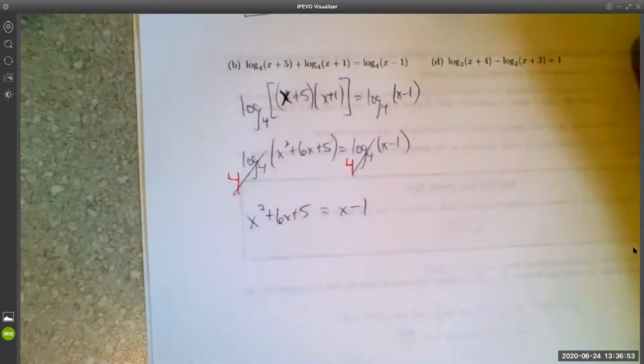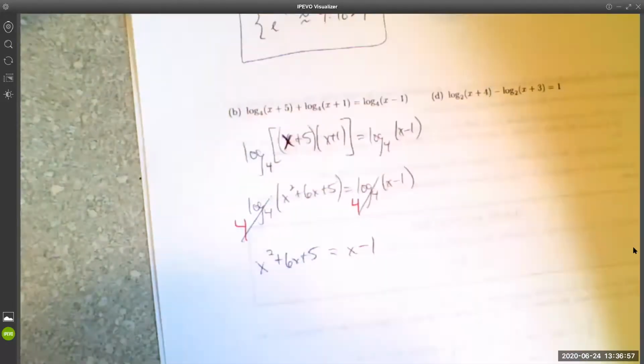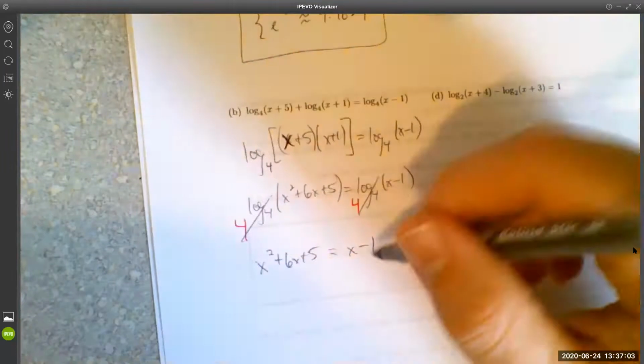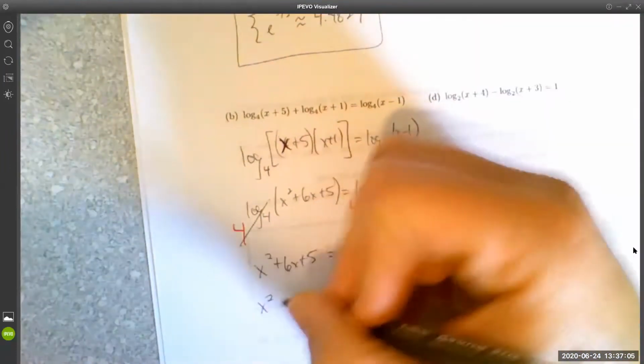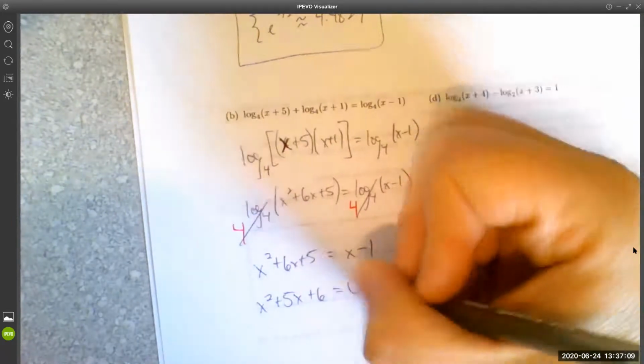And now to finish solving this thing, we've got to move everything over, factor, and then apply the zero product property. So moving the x over, I get x squared plus 5x, and then moving the 1 over, I get plus 6. That's kind of trippy.